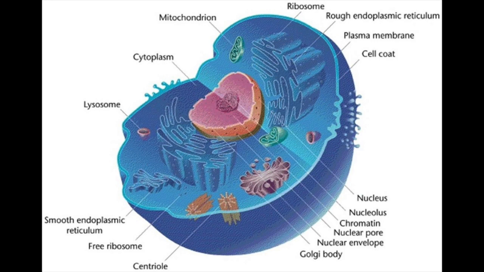Golgi bodies package proteins. Vacuoles store water, waste, and food. Cytoplasm suspends organelles. The endoplasmic reticulum is a transport system for materials. The cell membrane controls what enters and leaves the cell. Centrioles aid in cell division. The nucleolus makes RNA. The cytoskeleton helps organelles move from place to place.